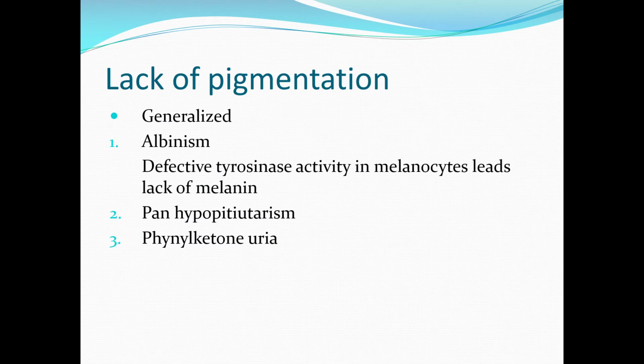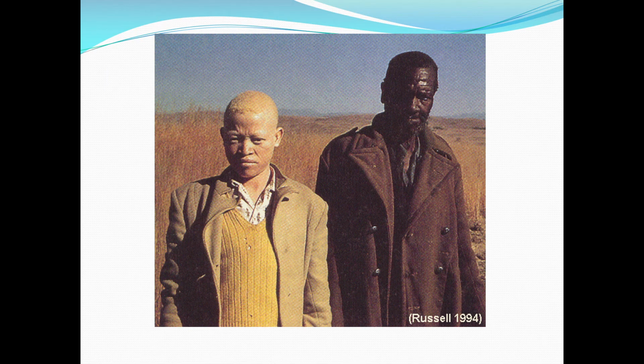Now we go to the lack of pigmentation, or hypopigmentation. Again, it can be generalized. Examples are albinism, that is defective tyrosinase activity in the melanocytes, then panhypopituitarism and phenylketonuria. These are the syndromes in which you can find a lack of pigmentation, or hypopigmentation.